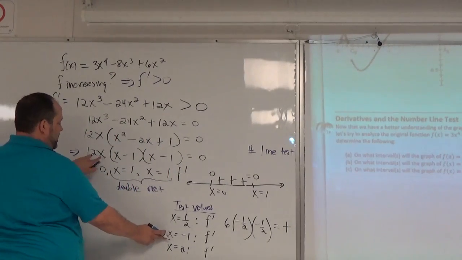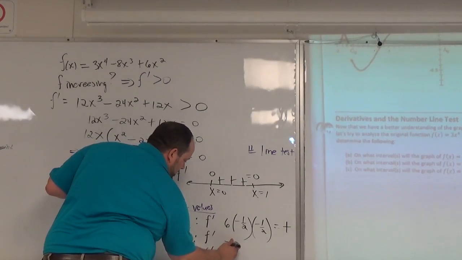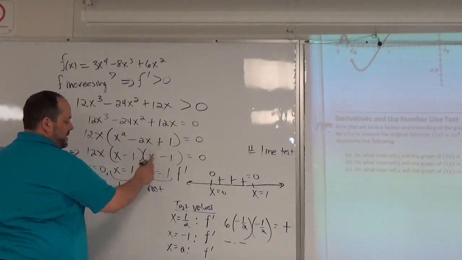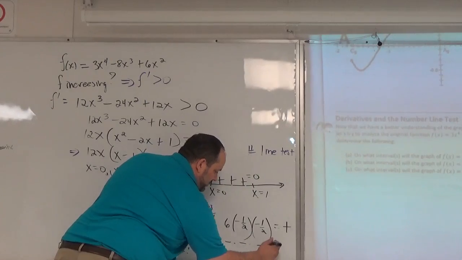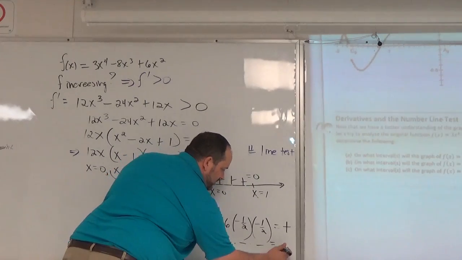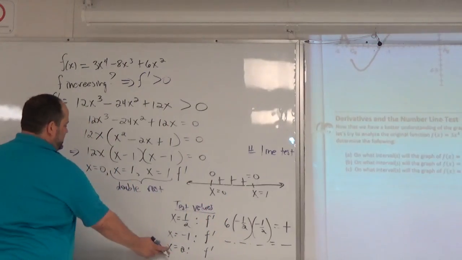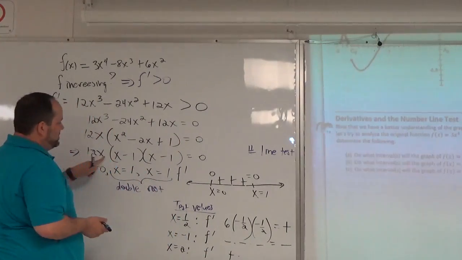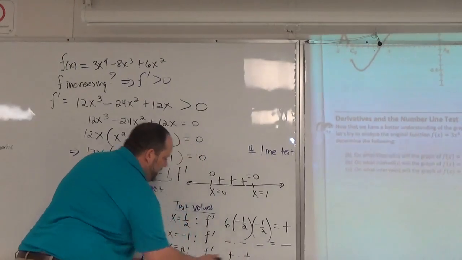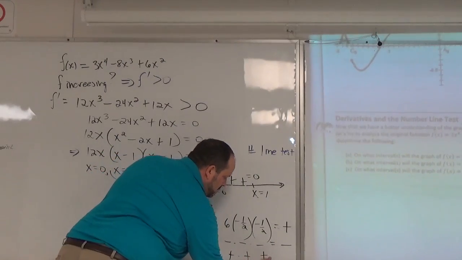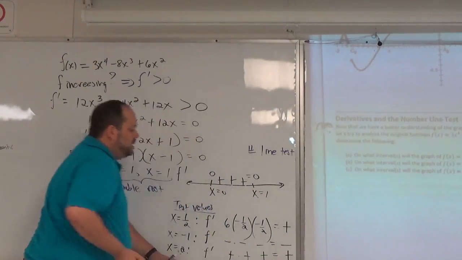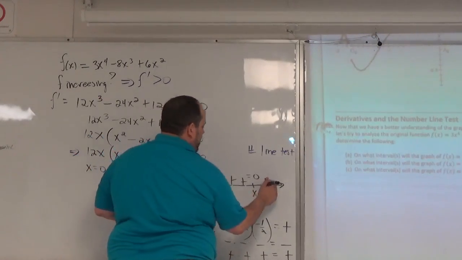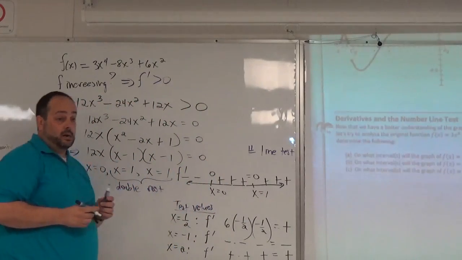Let's see, -1. What do I have? -1 minus 1 is negative, -1 minus 1 is negative, and negative times negative times negative is negative. If I test 2, 12 times 2, I just care about positive. 2 minus 1 is positive, 2 minus 1 is positive. So I'm getting a positive. So I am negative before 0, positive after 1.